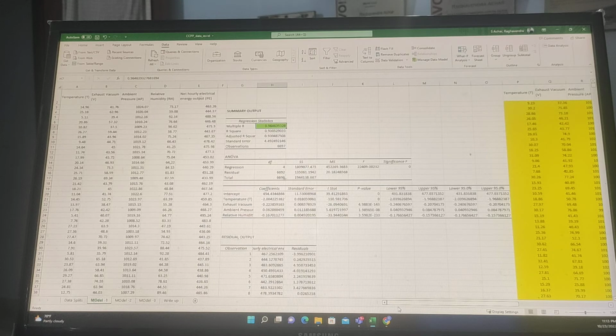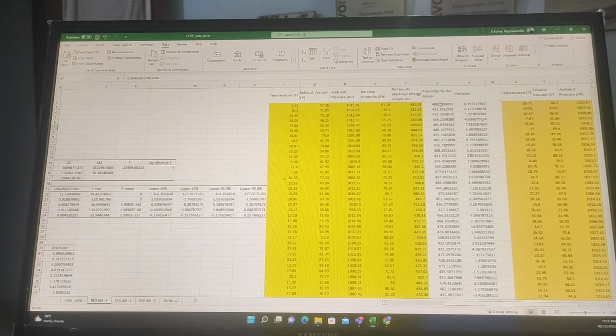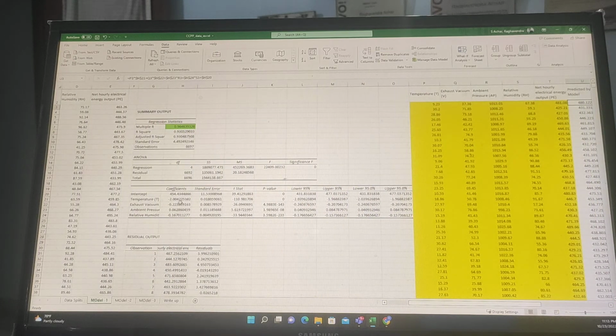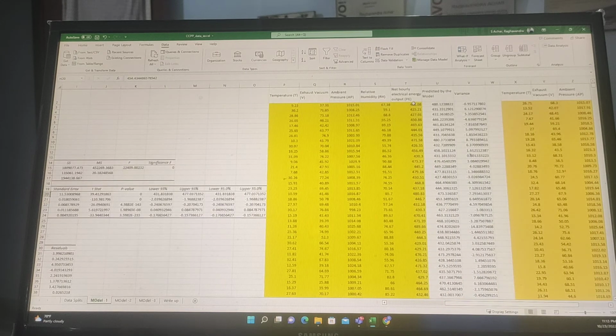Now, utilizing this information, I started building my model formula. I started using the coefficients which have been showcased for the temperature, exhaust vacuum, ambient pressure, and relative humidity, and started multiplying these coefficients with the temperature, exhaust vacuum, and relative humidity, and then added that with the intercept, and arrived at my formula.